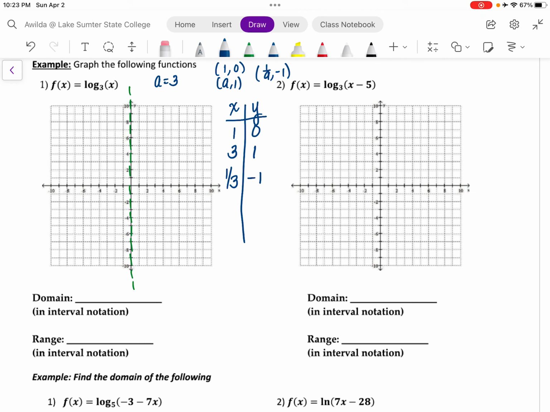So now if we plot these 3 points on our graph, we have (1, 0), (3, 1), and (1/3, -1), right about there. That's enough for us to estimate what the rest of the graph will look like.